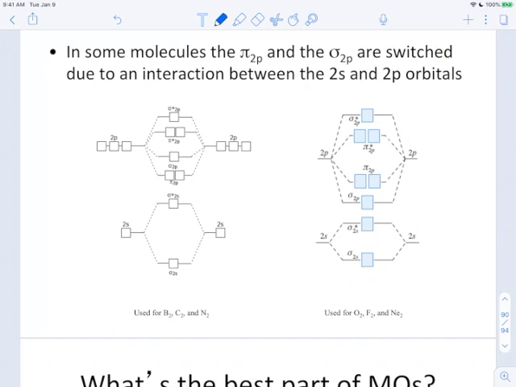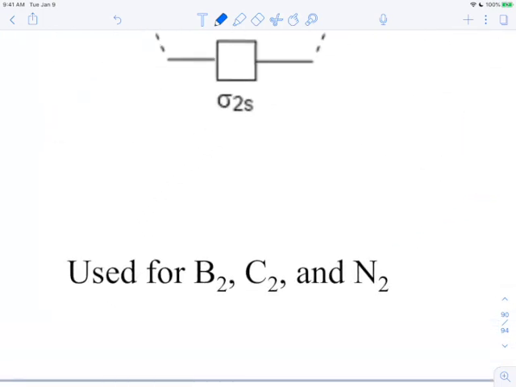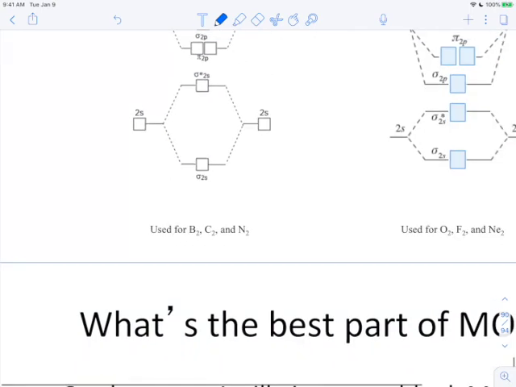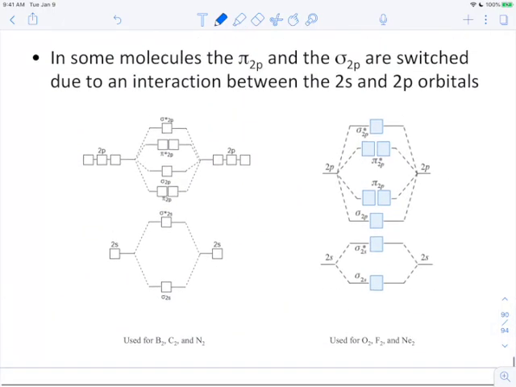All right, so in some molecules, the pi 2p and the sigma 2p are switched, but I will give you these two sets of molecular orbital diagrams, and right underneath you will have which elements they belong to. So you'll know which one to use by looking at the instructions here below. And you're going to see an exact set of this on the homework, and you'll also see an exact set of this as a handout for the exam. So any questions on anything here?